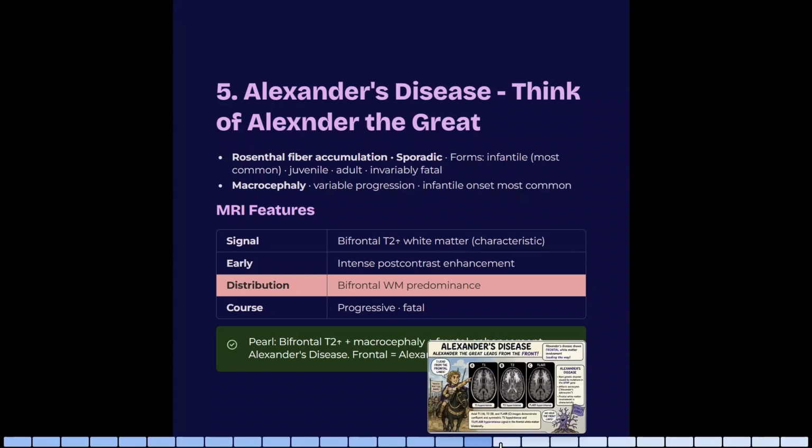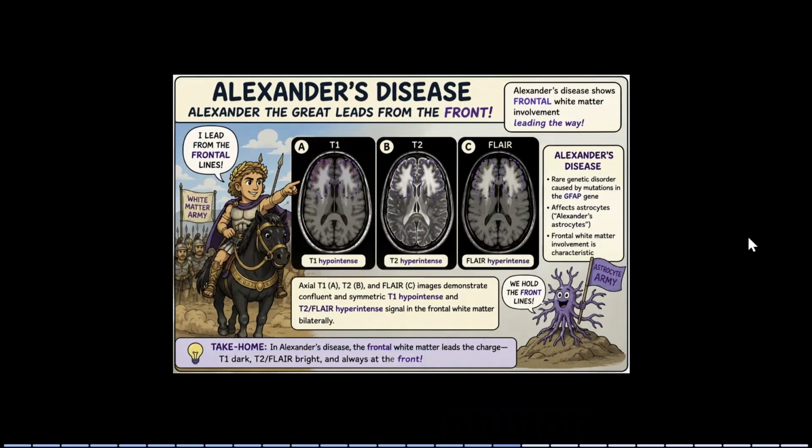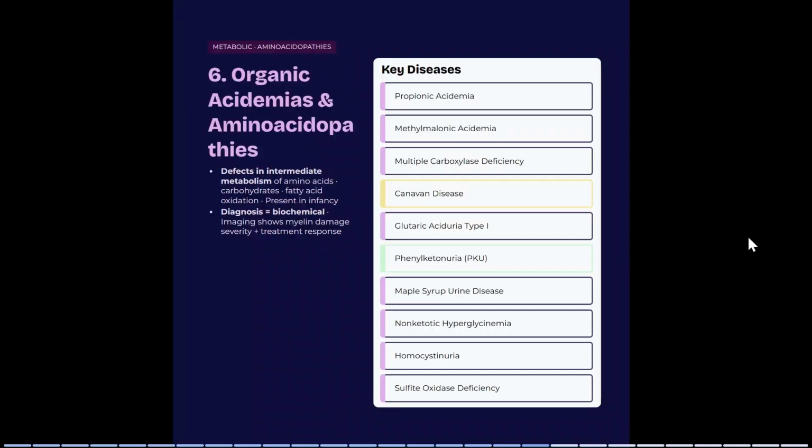It is about Alexander leading from the front, and the frontal white matter is involved. Simple and clear. Now what we have next is some organic acidemias and amino acidopathies.